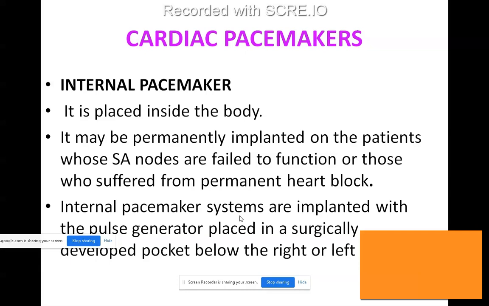It may be permanently implanted in a patient whose SA node has failed to function, or who has suffered from permanent heart block. Heart block is nothing but a heart attack. So a patient who is suffering from a heart attack or permanent blocks in the heart will have the pacemaker placed permanently in the body itself. Internal pacemaker systems are implanted with the pulse generator placed in a surgically developed pocket below the right or left clavicle.